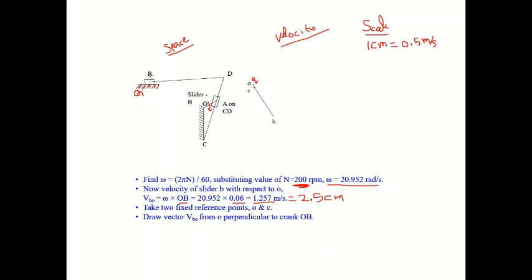One more thing: while drawing the space diagram, you have to mention everything in capital letters, but while drawing the velocity diagram, you have to mention everything in small letters. As I already told, all the fixed links will be at one point, and all the rotating links, crank and everything, will be acting in the perpendicular direction.